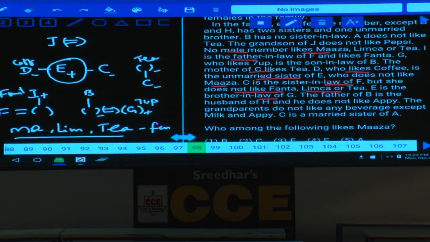C is the married sister of A, clearly given. Now C is the married sister of A. That means A and C are married, D and E are unmarried, D is a female, E is a male. Now this is the information we have.